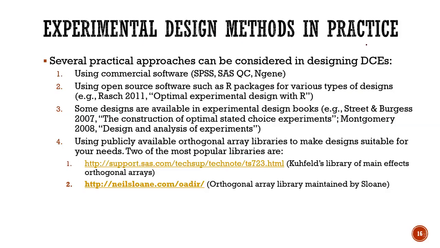Next, we come to experimental design methods in practice. When we are conducting discrete choice experiments, what kind of software do we use? We cannot do the analysis in Excel for these types of experiments. Then we have to use SPSS, SAS, Qualtrics, Ngene, or R. R is available for free, so for those students who have some idea of R, you can try these experiments. There are also public libraries available to come up with designs for your discrete choice experiments. You can visit these websites and take a look.